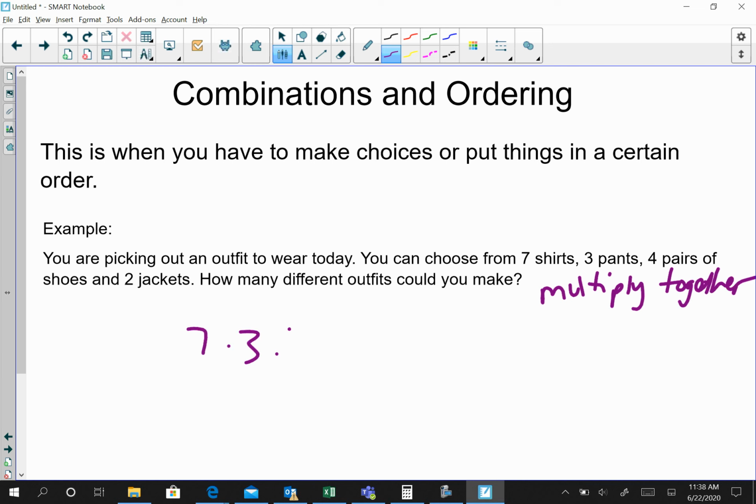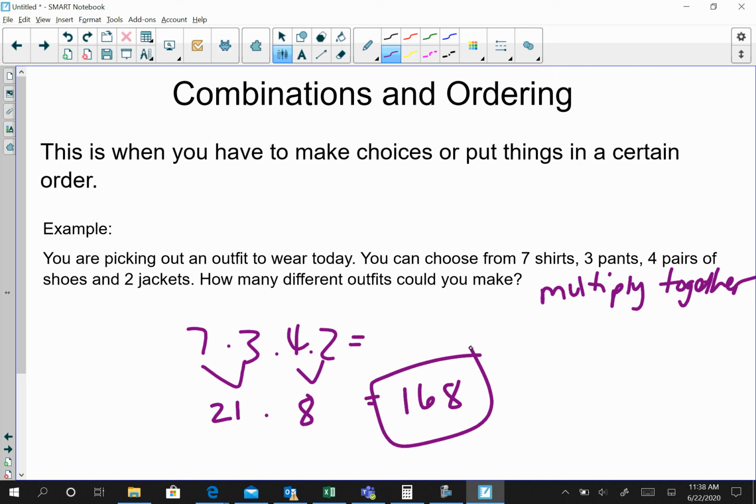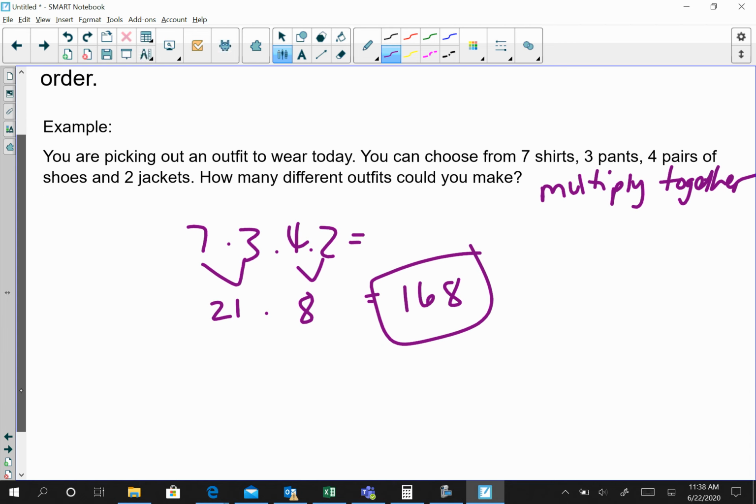Seven times 3 times 4 times 2. So what is this? 21 times 8, which is 168. You have 168 possible outfits from those items. That is as simple as it gets.